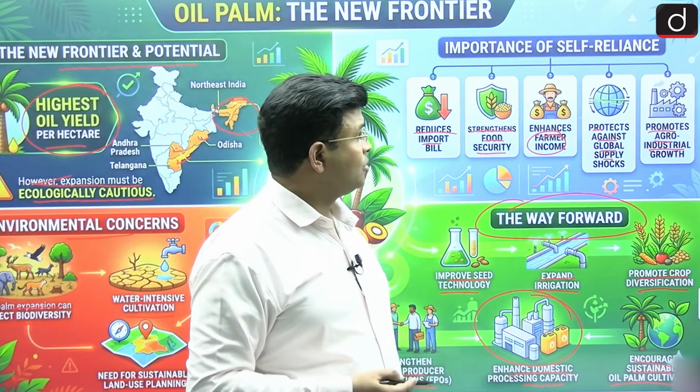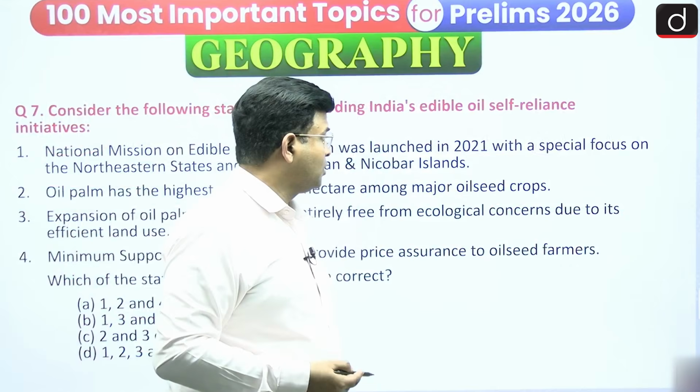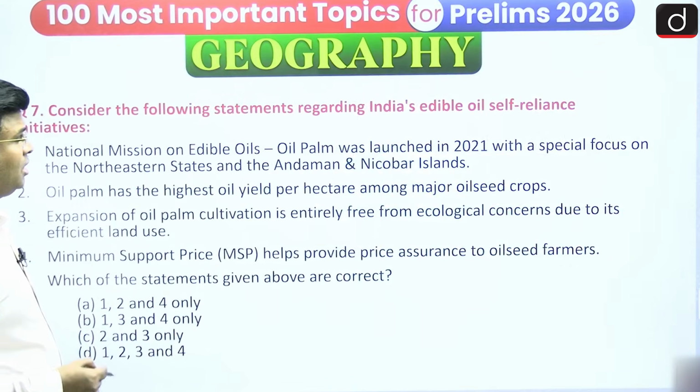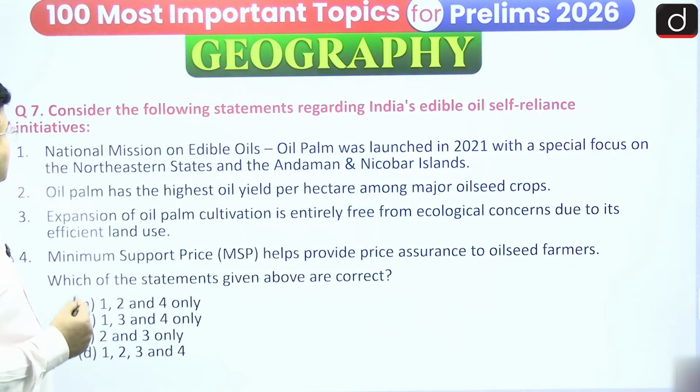Is it okay? So these are the important things that we have seen about it, and now consider the following statements regarding India's edible oil self-reliance initiative. The National Mission on Edible Oil Palm was launched in 2021 with a special focus on the northeastern states and Andaman and Nicobar. Yes, you have to say whether it is right or wrong. Oil palm has the highest oil yield per hectare among the major oilseed crops. Again, you have to say whether it is right or wrong.